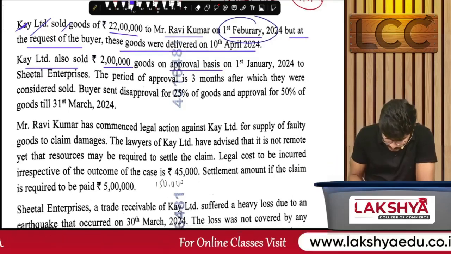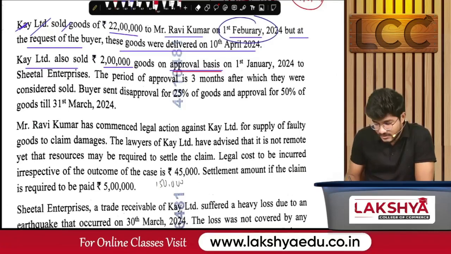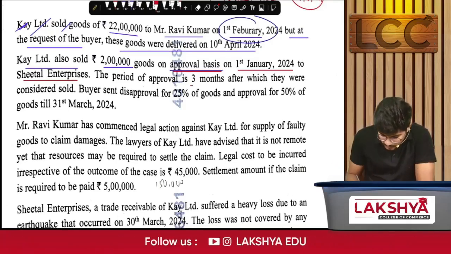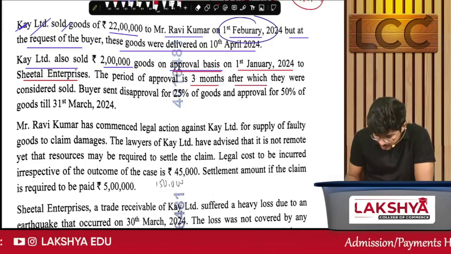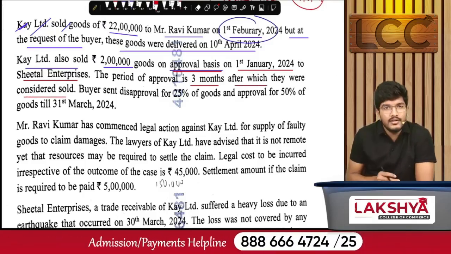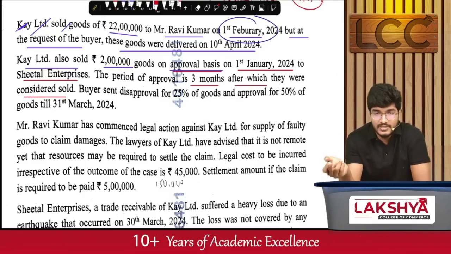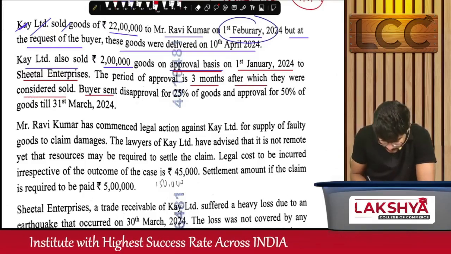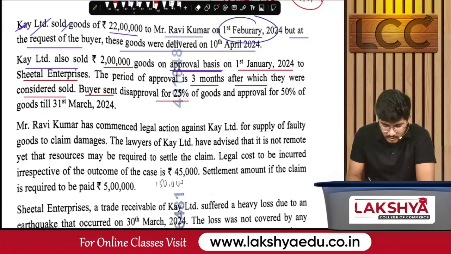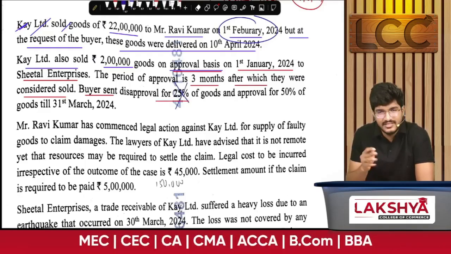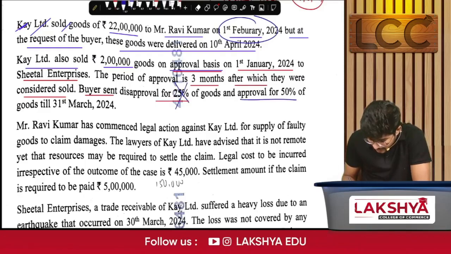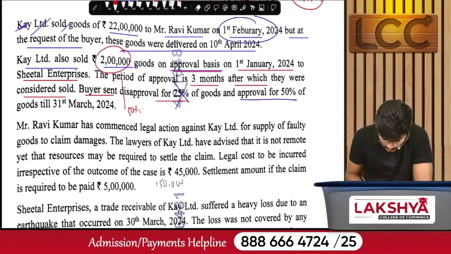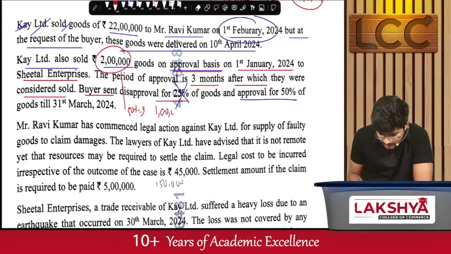Now, out of 2 lakhs on an overall basis, that is on 1st January, to Sheetal Enterprises, the period of approval is 3 months, after which the goods are considered sold. So the time period to accept or reject as per the terms is 3 months. Now the buyer sent disapproval for 25%. No doubt this 25% is not considered as a sale. And approval for 50%. That means out of this 2 lakhs, 50% got approved. That means rupees 1 lakh.